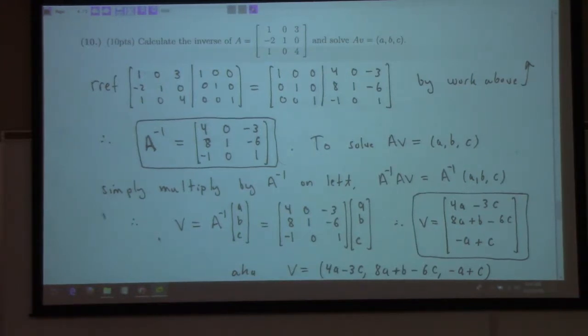But a lot of you got this, and that was good. A lot of you didn't know what to do with it. You didn't know what I meant by solve this. That's troubling to me. When we say solve something, we mean to solve for the unknown, in this case, V. So we multiply by the inverse, and of course that gives us this. And a lot of you got that, so yay.